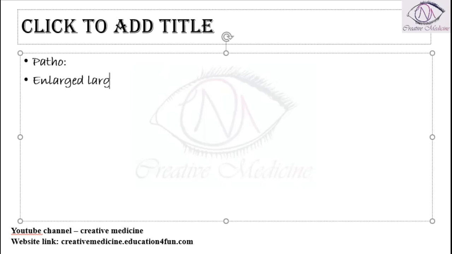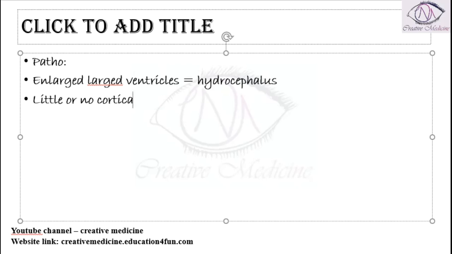If you look at the pathology of normal pressure hydrocephalus, on gross examination you will see enlarged lateral ventricles, which signify the hydrocephalus that is present here, with little or no cortical atrophy. This hydrocephalus is actually a communicating hydrocephalus.